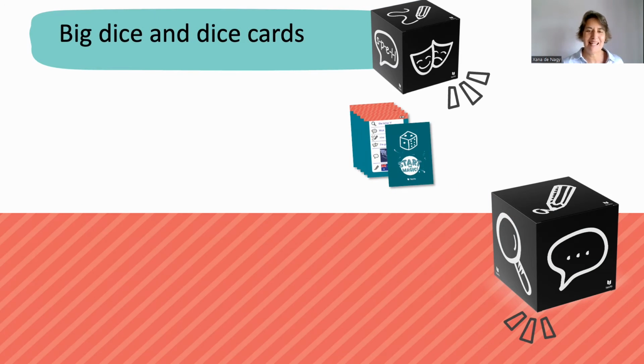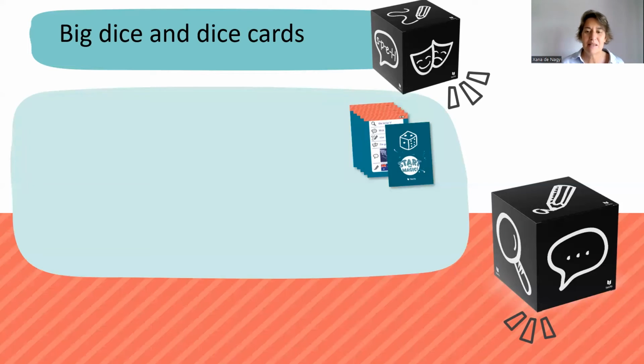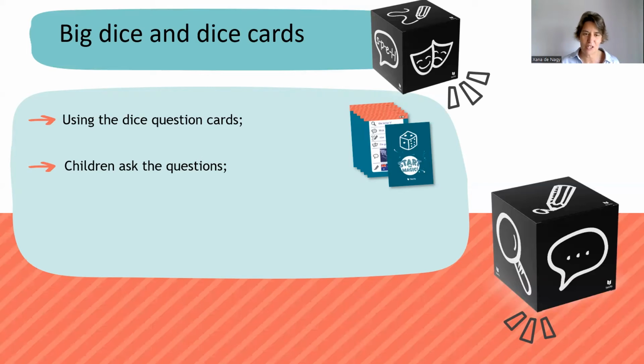Okay, and then we come to the big dice and the dice cards. Hopefully you've already had fun using these. Remember that there's a digital version of the dice that you can use. All of these things like write, say, spell, and so on. Obviously the classic is to get them to use the dice and the dice cards to play the game, a fun way to recycle the vocabulary in the book. But there are other things that we could do with this as well, so obviously using the dice question cards.